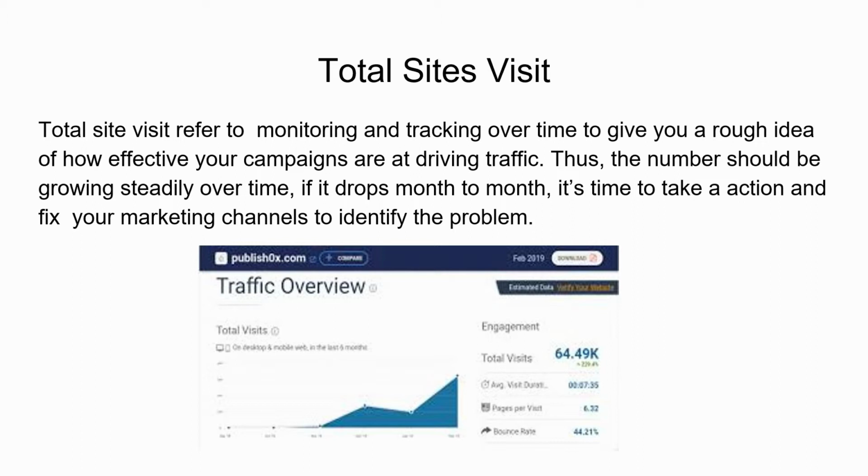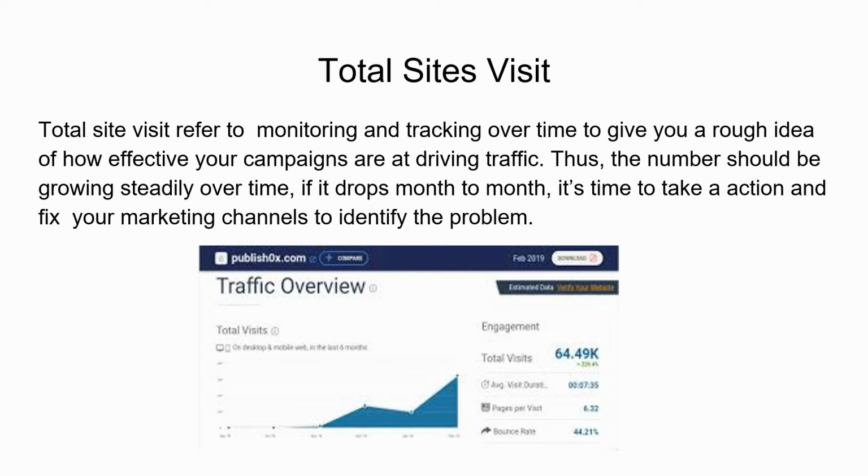I'm going to be talking about total site visits. So basically, the total site visits is the sum of all visits that were analyzed in the domain and within the country and the time period analyzed. In addition to that, total site visits refers to monitoring and tracking that gives you an idea of how effective your campaigns are at driving traffic.